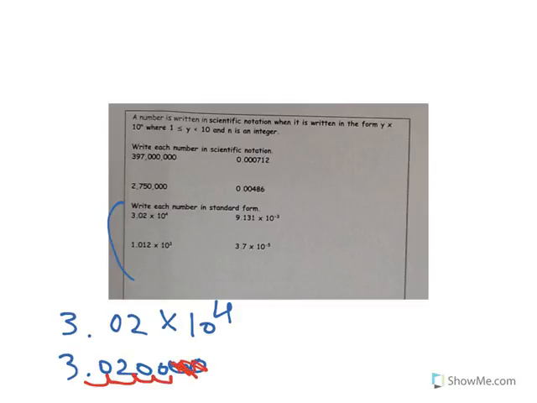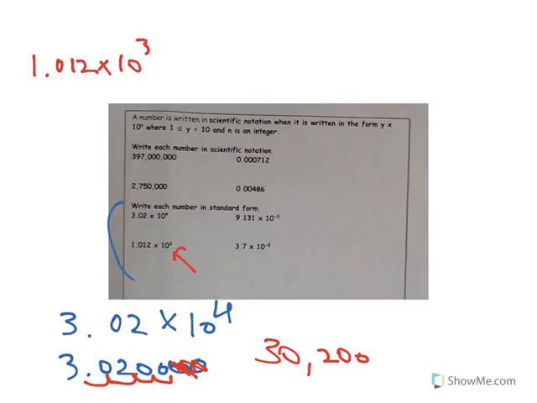Now I don't need those anymore, so I'm going to get rid of them. So my final answer is going to be 30,200. And that's the final answer. For this one here, it's going to be 1.012 times 10 to the 3rd.